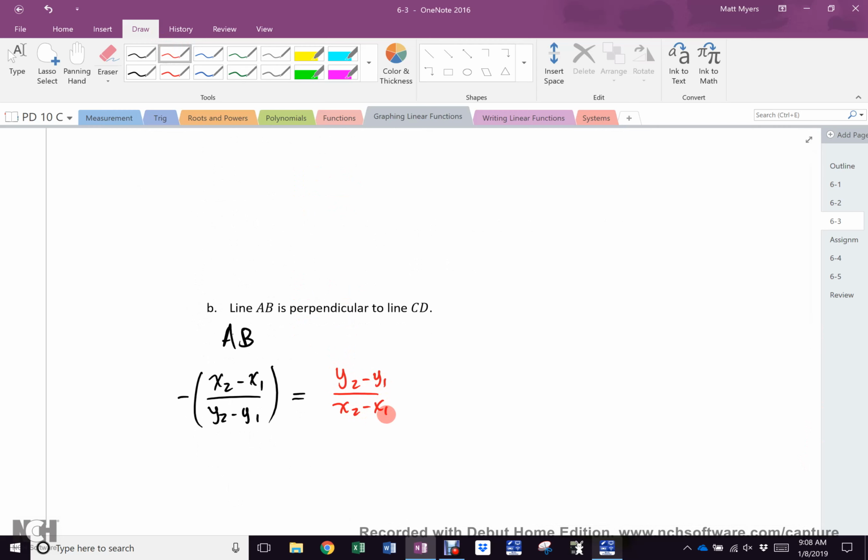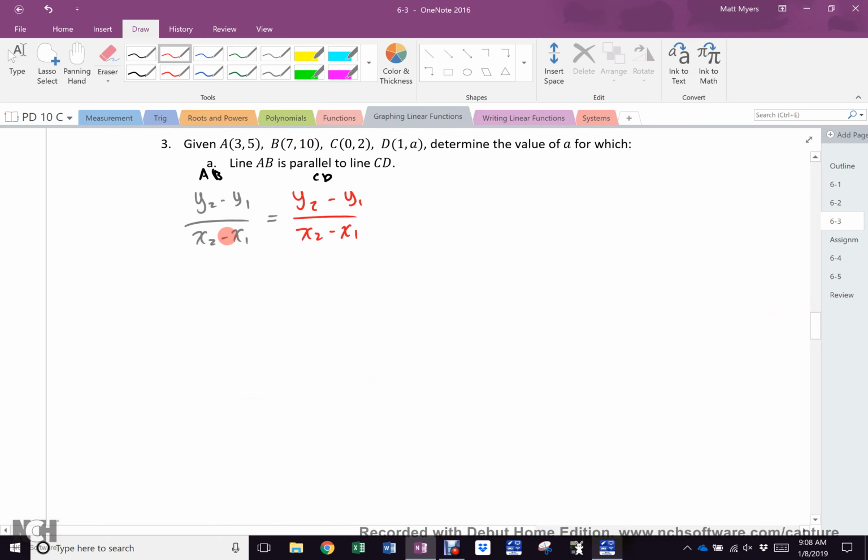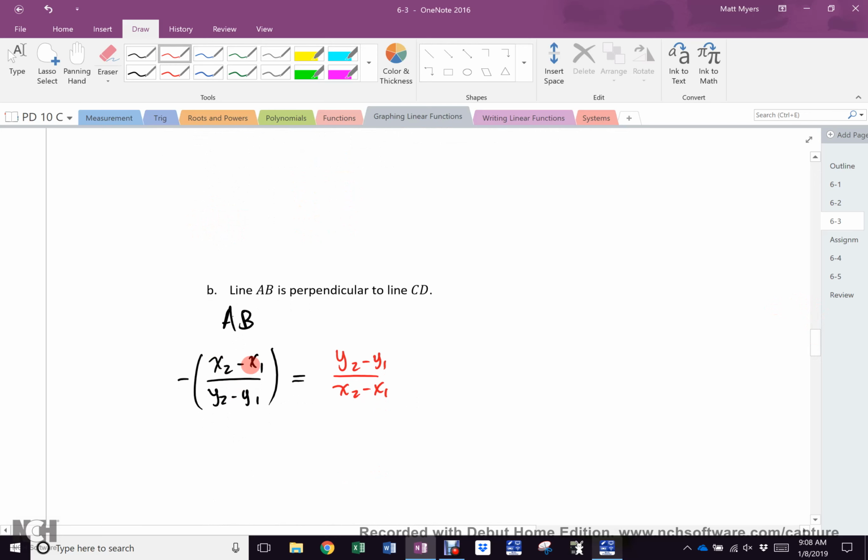Could I have flipped the CD side and left the AB side? Could I have done that? Yeah. Could I have taken this answer that I know and just flipped the answer instead of writing x2, x1? Could I have done that? Yes. Well, only at the perpendicular one. I couldn't do it up above. Is everybody cool?